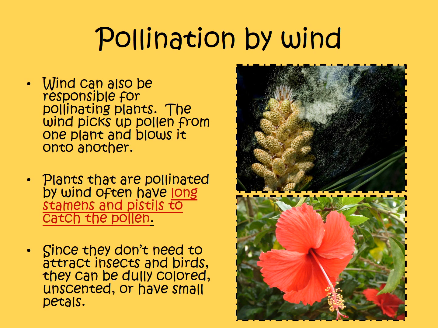Another way that pollination can occur is by wind. Wind can also be responsible for pollinating plants. The wind picks up the pollen from one plant and blows it onto another. Plants that are pollinated by wind often have long stamens and pistils to catch the pollen. Since they don't need to attract insects and birds, they can be dully colored, unscented, or have a strong smell, or have small petals. So, in your notes for question 9, write what characteristics plants that are pollinated by wind must have.